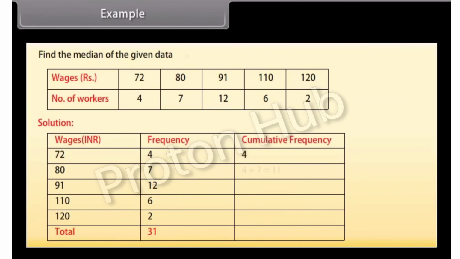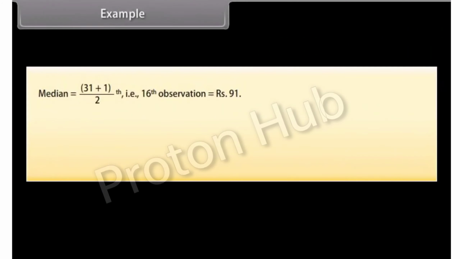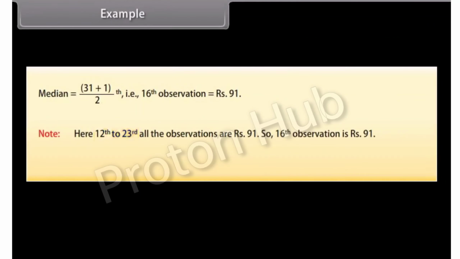After that, we have found the median, which is the (31 plus 1) by 2th, that is, 16th observation, which equals rupees 91. Here 12th to 23rd, all the observations are rupees 91. So, the 16th observation is rupees 91.